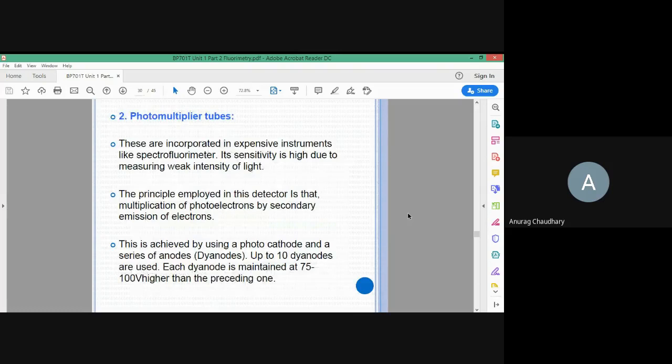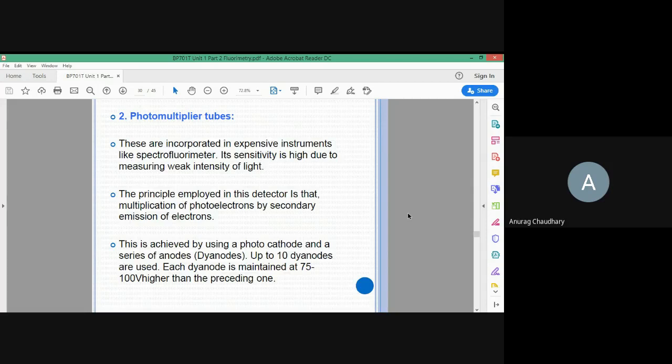Next is a photomultiplier tube. These are expensive instruments. These are used in the modern spectrofluorimeter, and their sensitivity is very high. They can measure a weak intensity of radiation, and the principle employed in photomultiplier tube is that multiplication of photoelectrons is done by secondary emission of electrons, and secondary emission of electrons is employed by using a special type of electrode called a dynode.